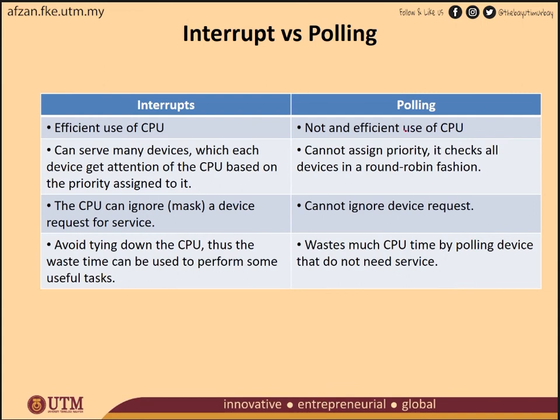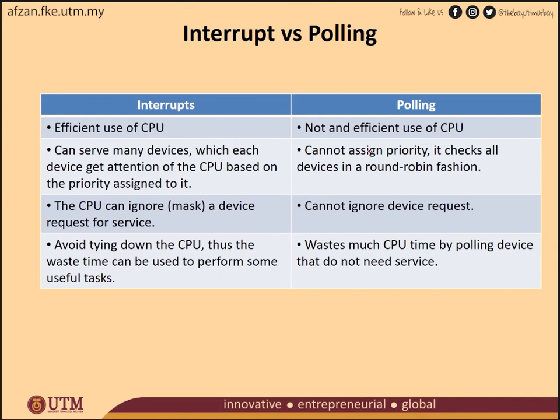So this is what we call here the advantages and disadvantages of interrupt and polling. Interrupt efficiency of CPU means that you can use your CPU efficiently by dividing the tasks: which task will run first, which one needs the priority, which task will run last. And if you have a priority task, then you need to do that task immediately.